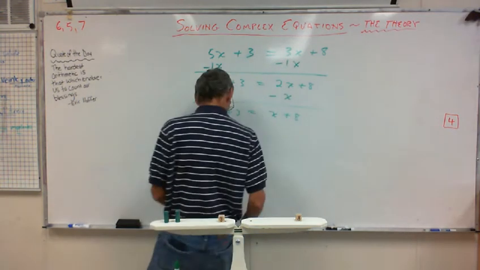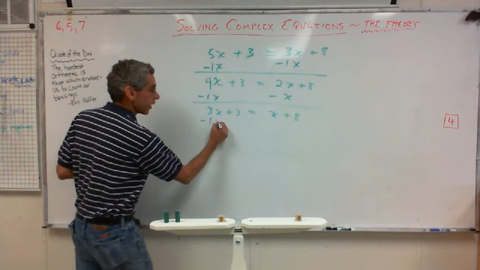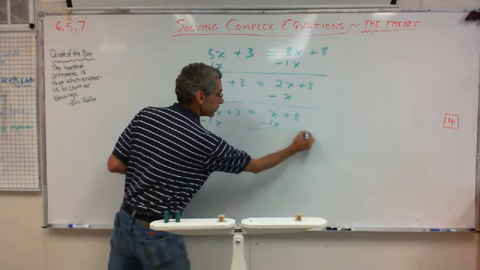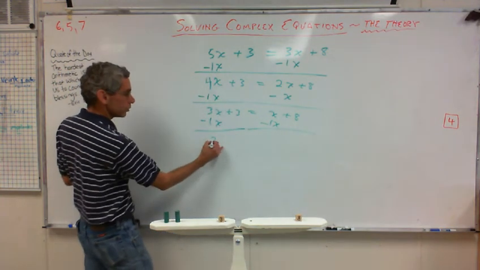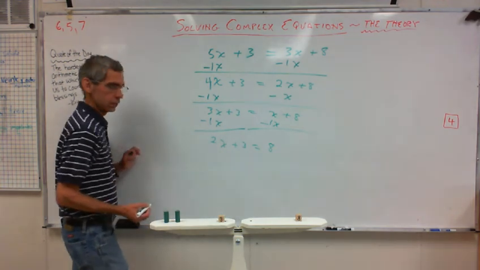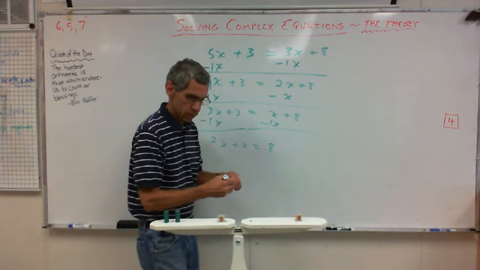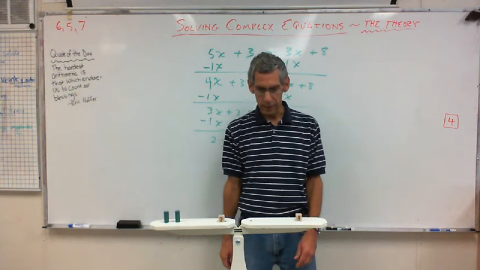Okay, so I just took away another x. I keep losing my pen. I took away another x, subtract one x. So that gives me 2x plus 3 is only equal to 8. Whoa. Is that right? 2x plus 3 is equal to 8. Look at that. That's intriguing.